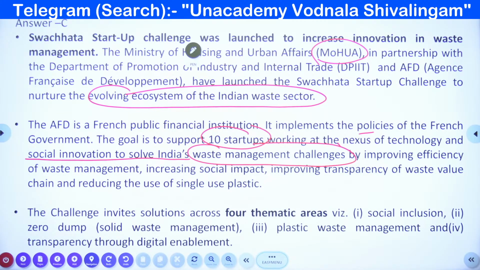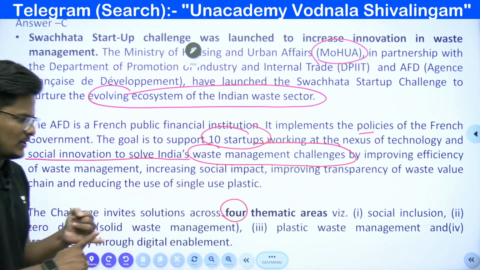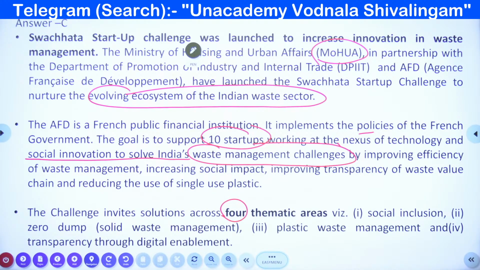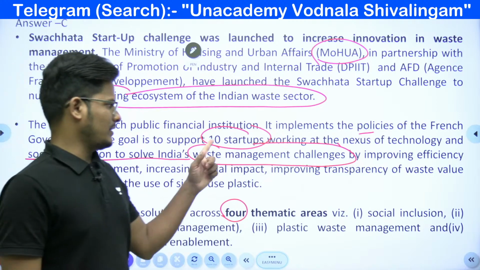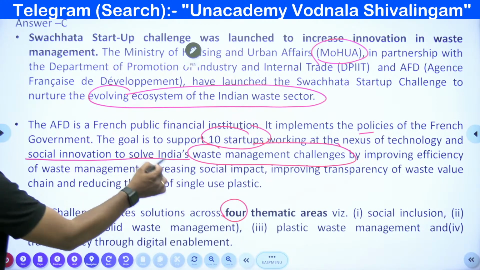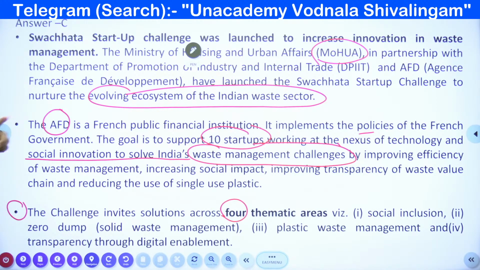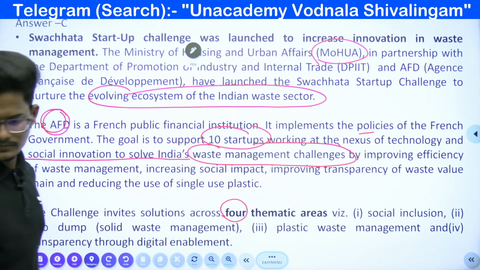Those challenges have 4 thematic areas: social inclusion and zero dump solid waste management, plastic waste management, and transparency through digital enablement. These are the 4 thematic areas related to the 10 startups who are working on the waste management challenges. For this, support is given by the Agence Française de Développement, a French institution, to 10 startups in India.